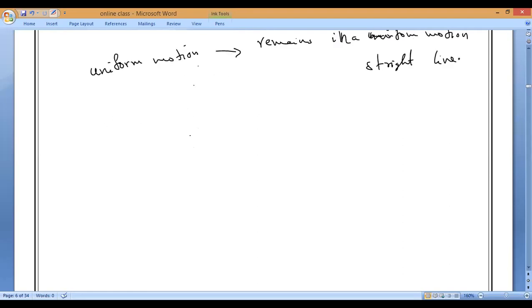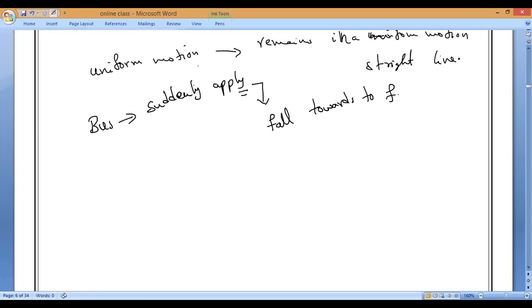Now, as we discussed in yesterday's class, when a bus driver or car driver suddenly applies brakes, will we fall front or back? Everybody says front. We will fall towards the forward side. Understand? We can say forward, not front. So we will fall towards the forward.